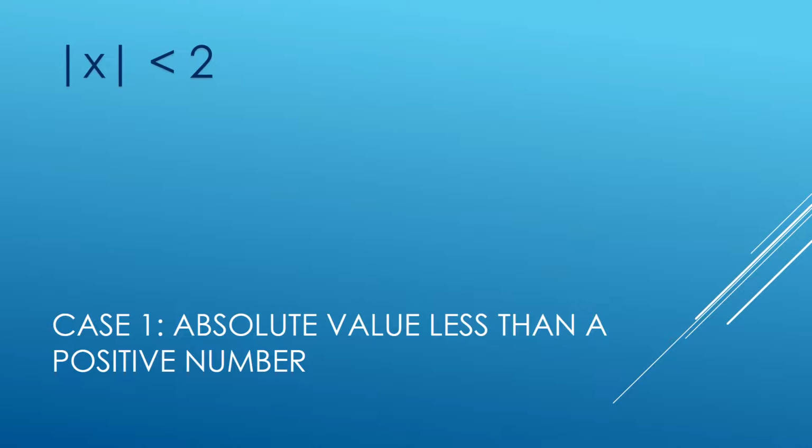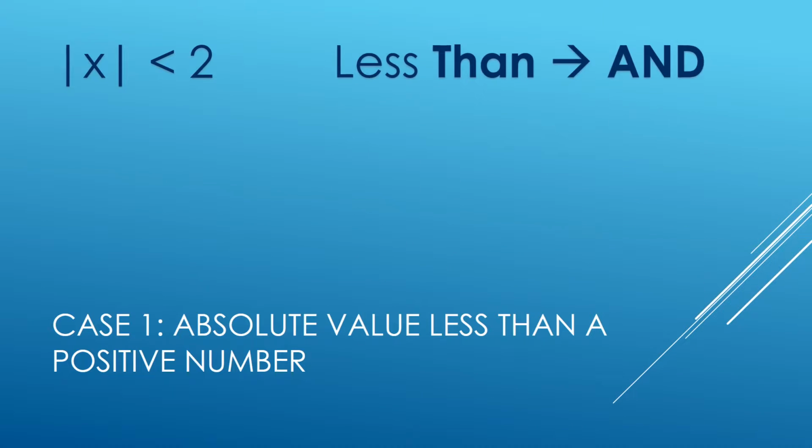Okay, let's take a look at our first case. Absolute value less than a positive number. So here we have the absolute value of x less than 2. Now less than sounds like and, so that's how we're going to remember this. Less than and. So we have x less than 2 and x greater than negative 2.